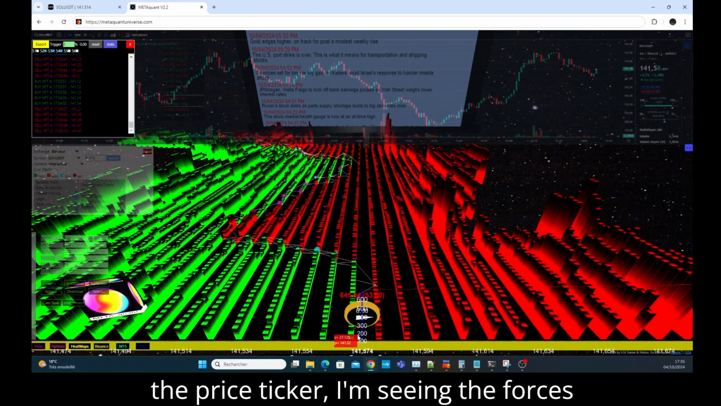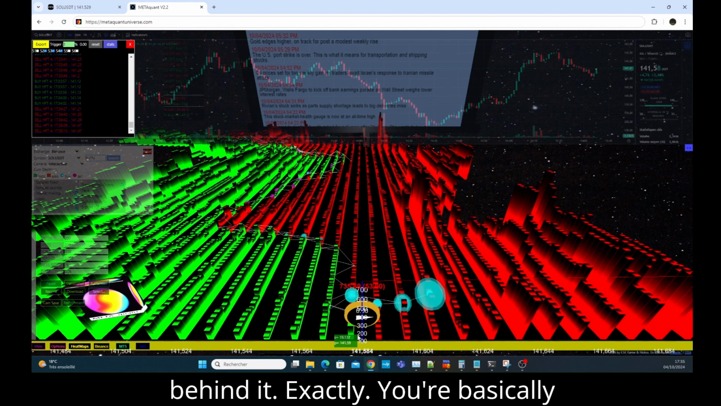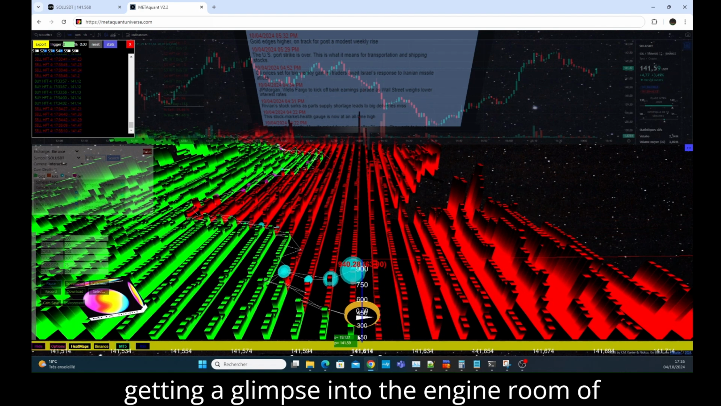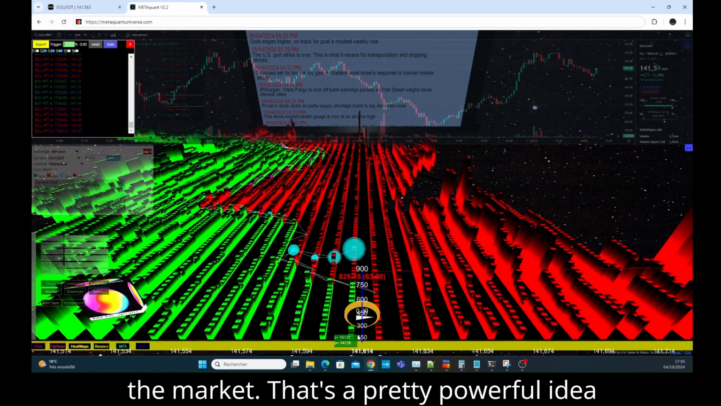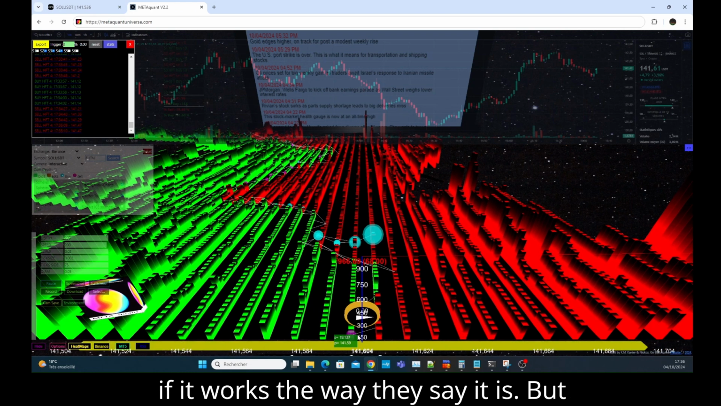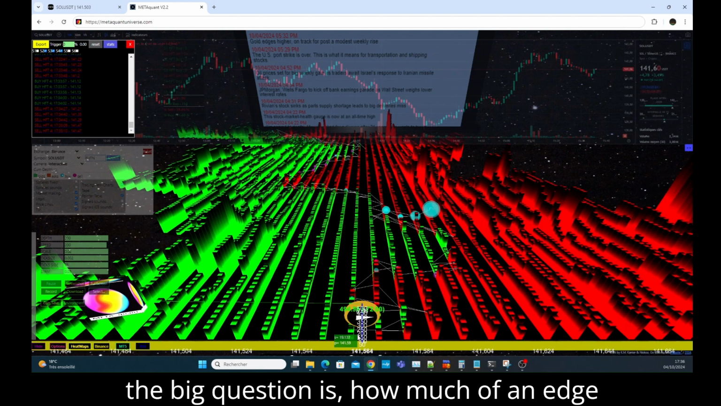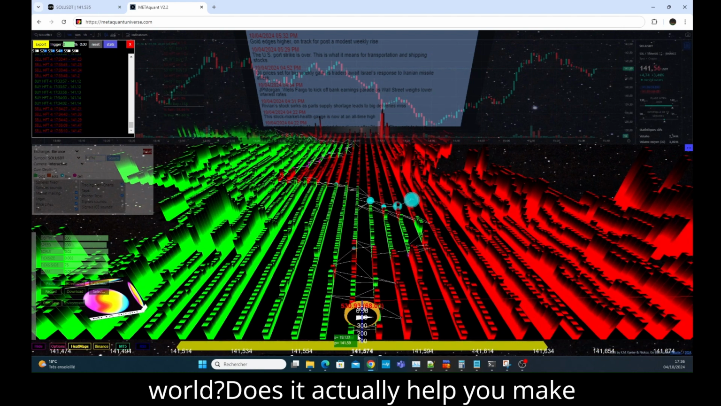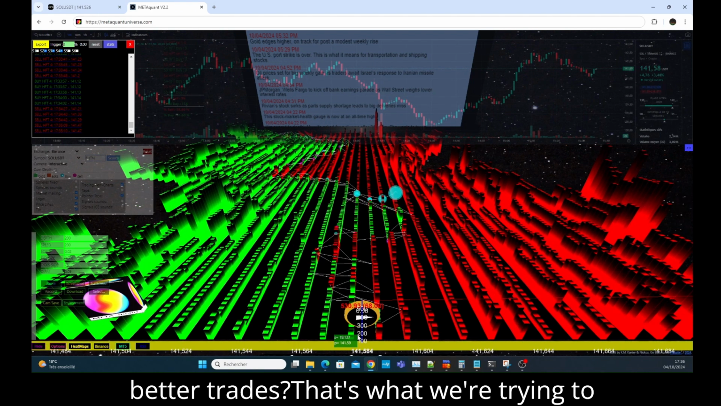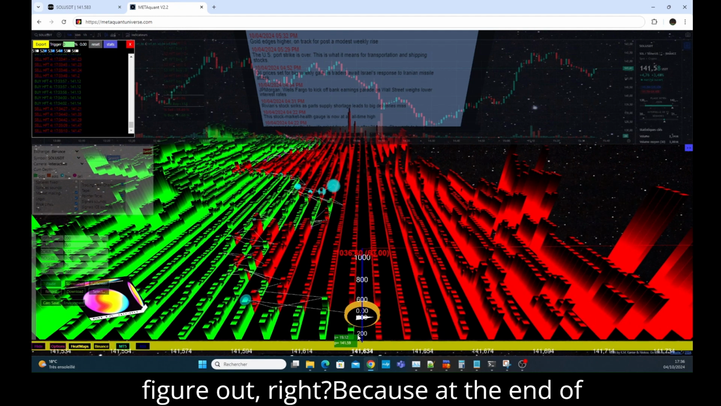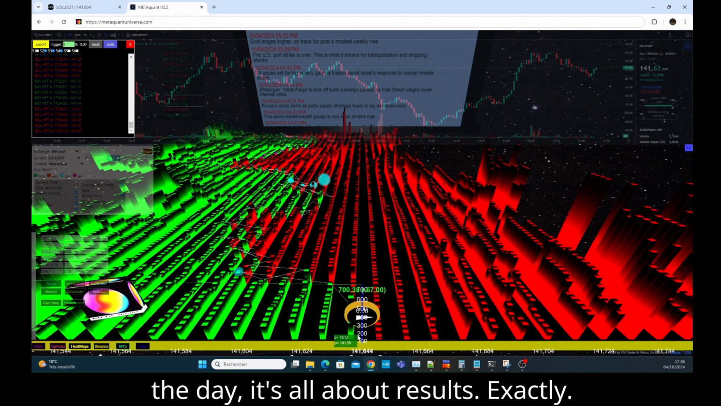So instead of just seeing the price ticker, I'm seeing the forces behind it. Exactly. You're basically getting a glimpse into the engine room of the market. That's a pretty powerful idea if it works the way they say. It is. But the big question is, how much of an edge does that actually give you in the real world? Does it actually help you make better trades? That's what we're trying to figure out. Right, because at the end of the day, it's all about results.